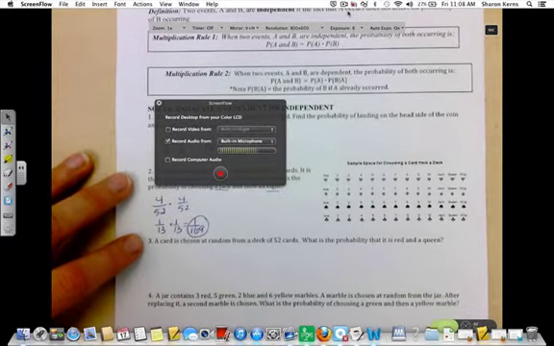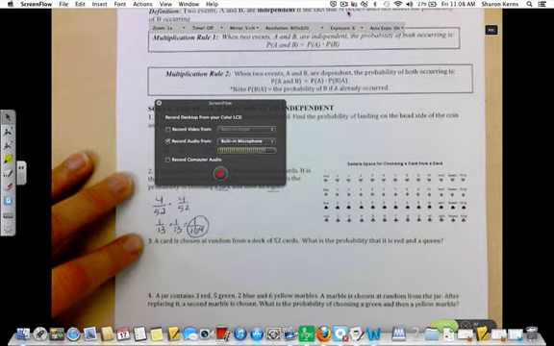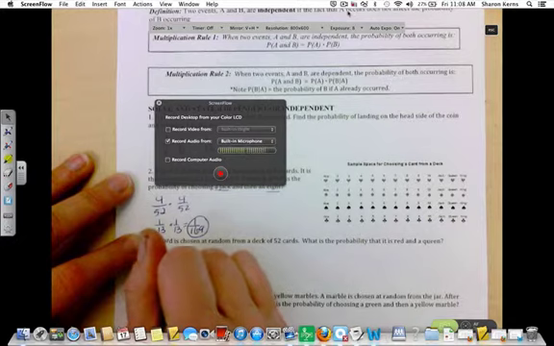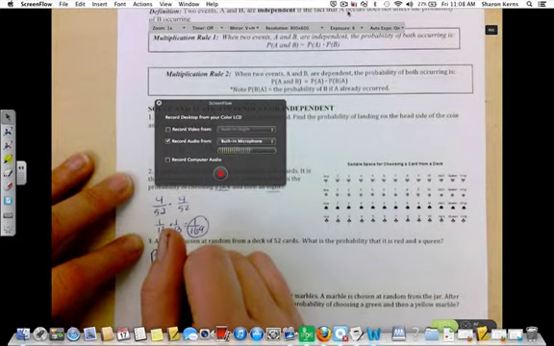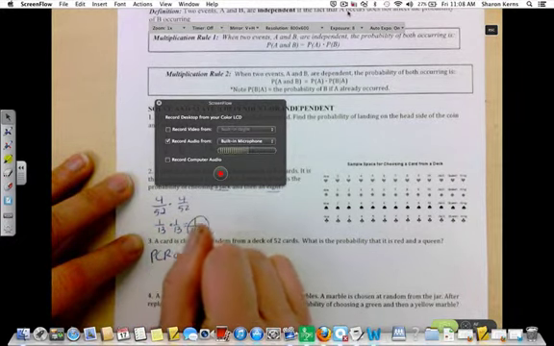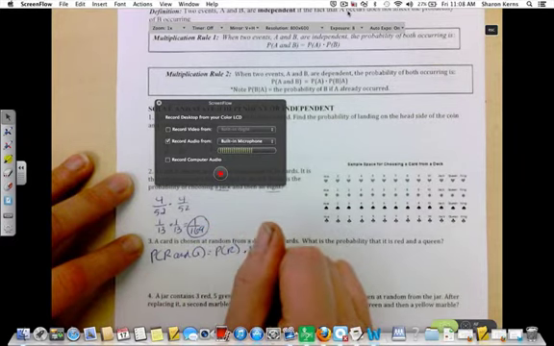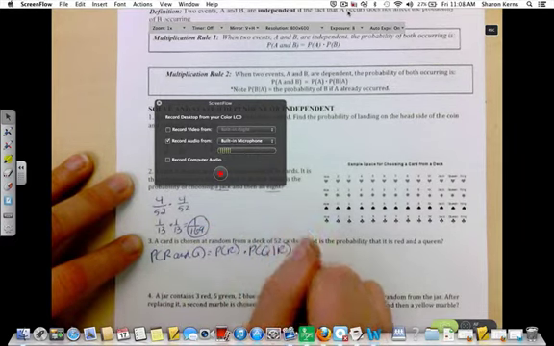In problem 3, a card is chosen at random from a deck of 52 cards. What's the probability that it is red and a queen? Well, here, red and queen are not independent events, so we're going to need to use this dependent rule. So the probability of red and queen would be the probability of red times the probability of a queen given that it's red.